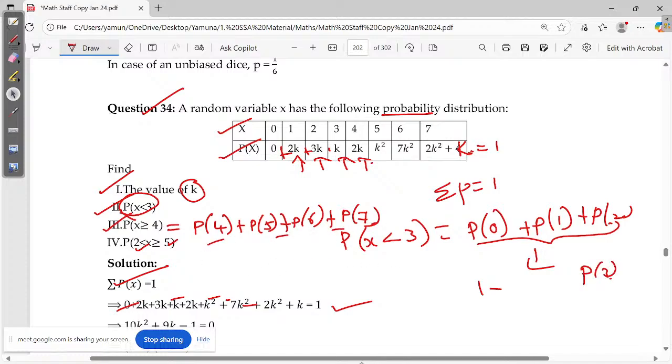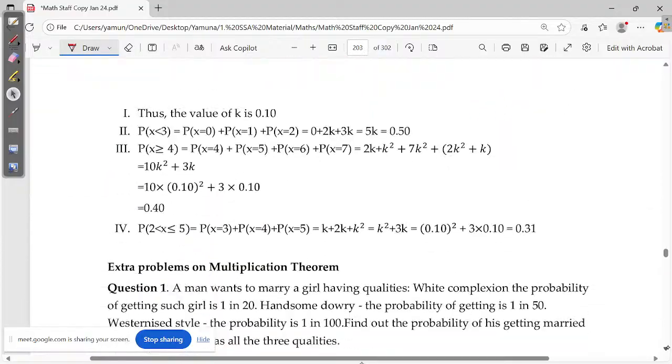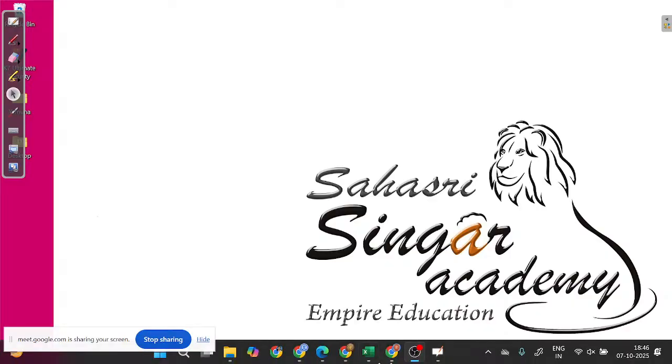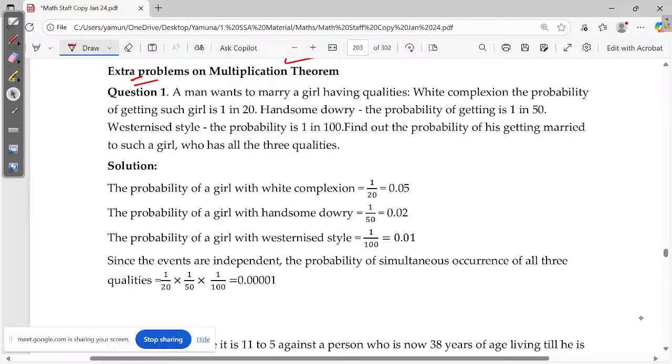Then for this one, 2 should not be included, 5 should be included. So p of 3 plus p of 4 plus p of 5. So it's a direct problem. I'm not going to work it point by point. Probably we'll go for these extra problems on multiplication theory. It's actually a direct question without any scribbling work. You can find the answer.